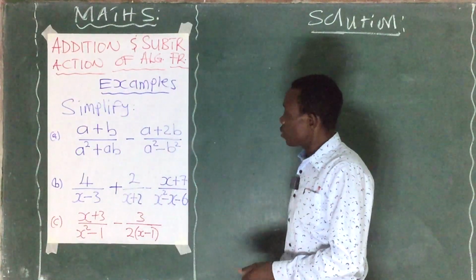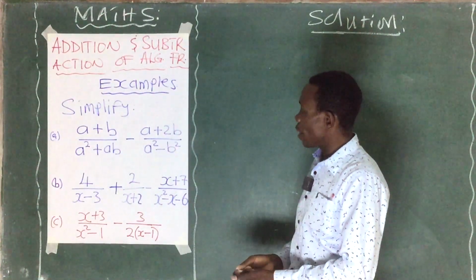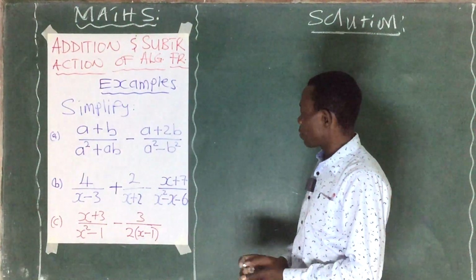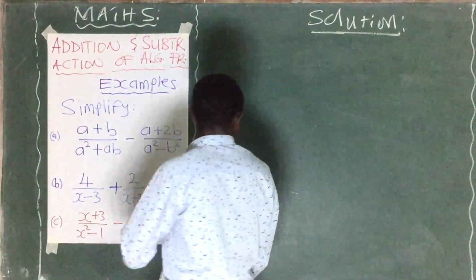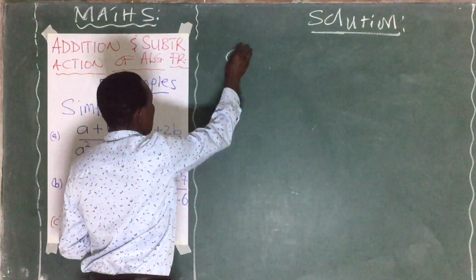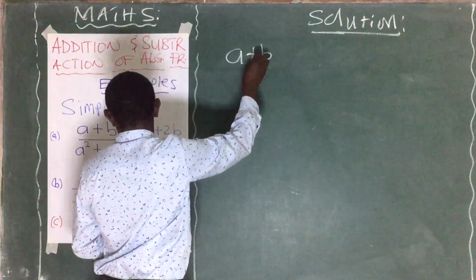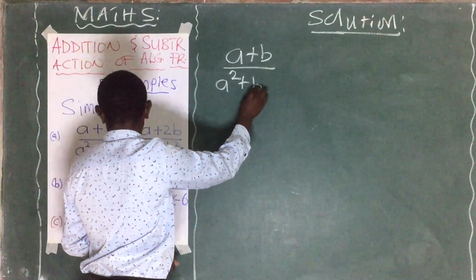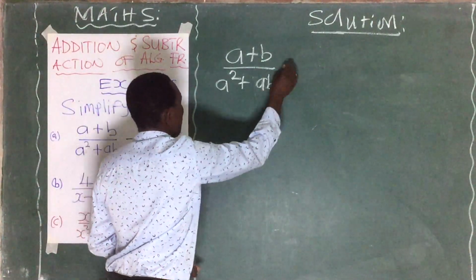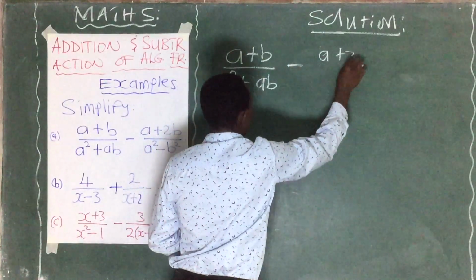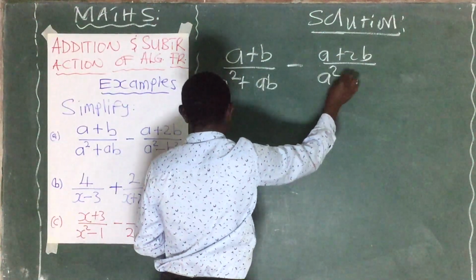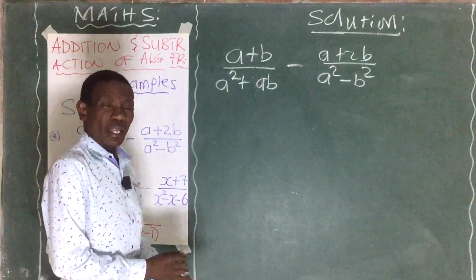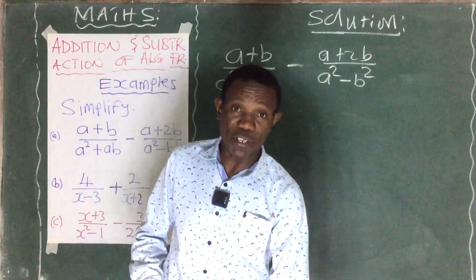We are asked to simplify a plus b over a squared plus ab, minus a plus 2b over a squared minus b squared. So I'll take that one down this way: a plus b over a squared plus ab, minus a plus 2b over a squared minus b squared. Can you try to remember from the previous videos? You can follow the link down here.